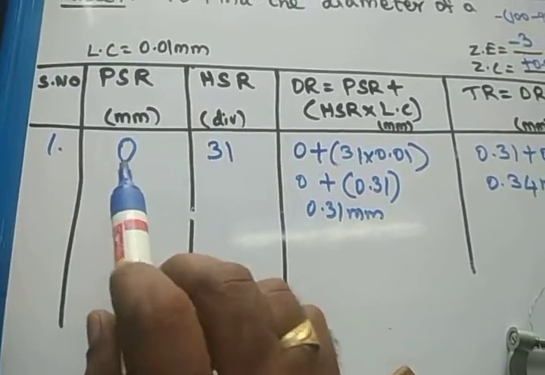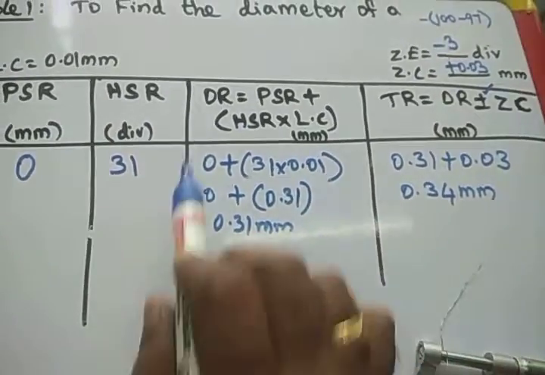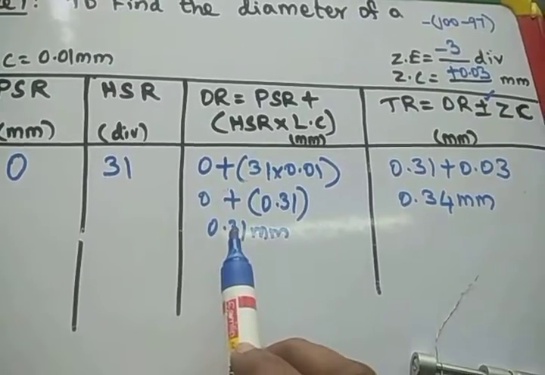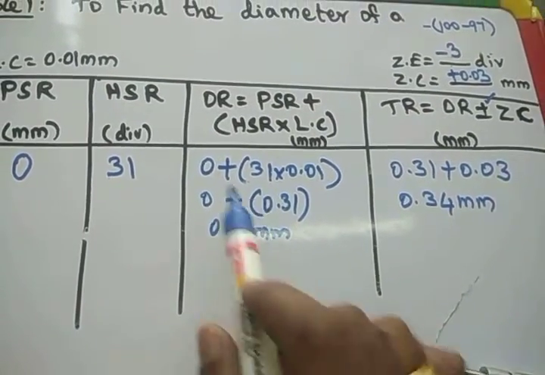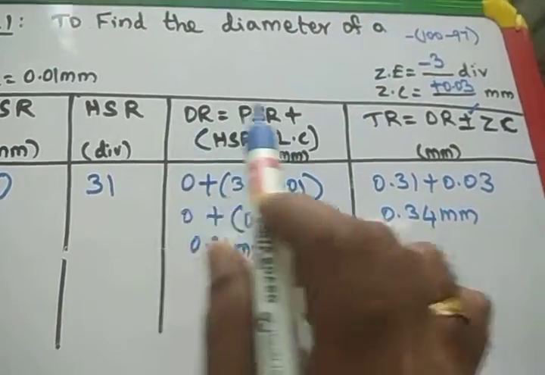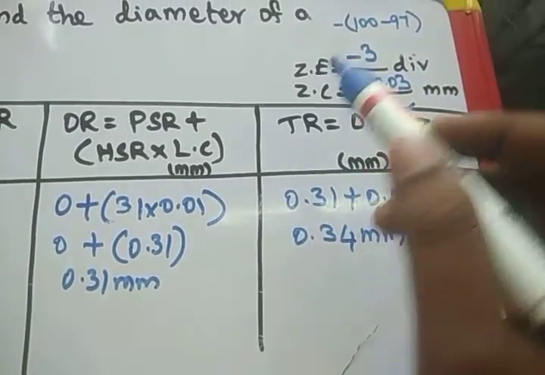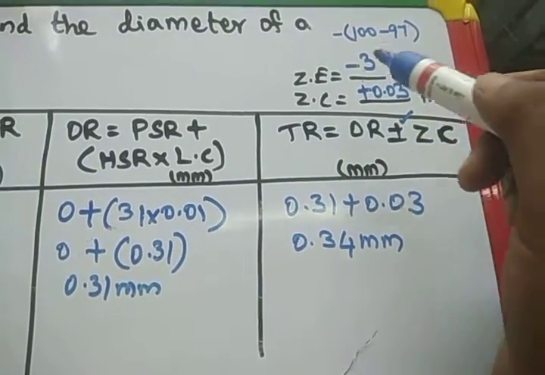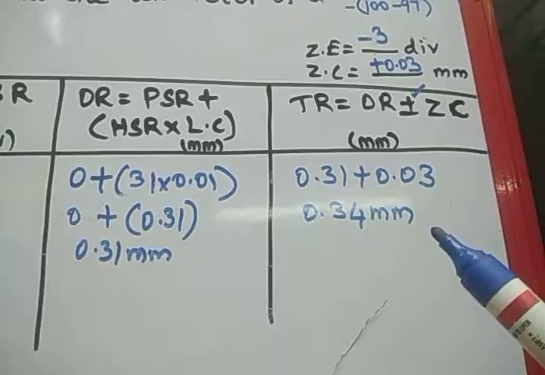So observed PSR value, HSR value, you substitute in the formula PSR plus HSR into least count. Then this is the observed reading. From the observed reading, what is the total reading? If it is a negative error, we have to add. If it is a positive error, we have to subtract.